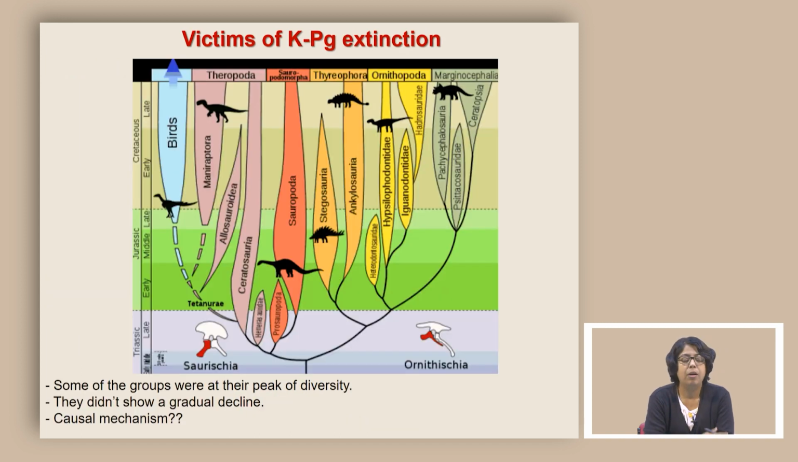So, often people have thought about this point, that what makes a group go extinct? Is it a gradual process? But as we know, mass extinctions often show a very abrupt nature. What it means is that it looked as if the groups were doing fine only for a specific time, beyond which it went extinct without any gradual decline in their diversity. And we want to see whether the KPG extinction also shows some of these things.